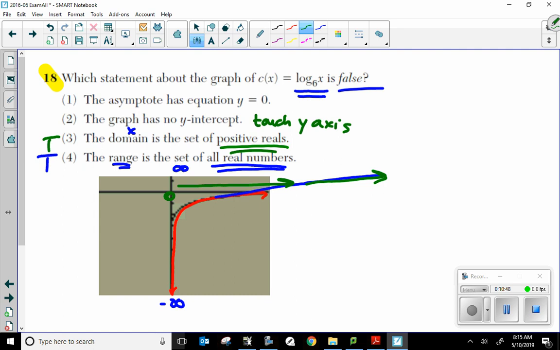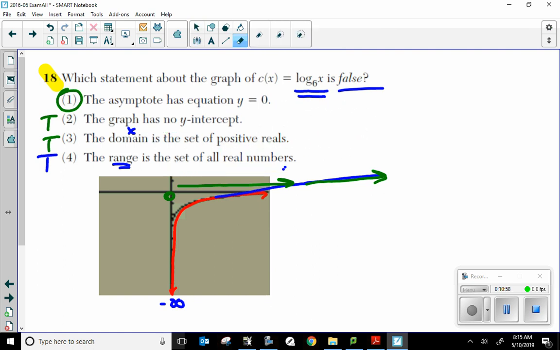No, it doesn't. So it does not have a y-intercept. That is also true. My answer is 1. The asymptote occurs at y equals 0. So what does that mean? That means it has a line that it gets really, really close to but doesn't touch. And that line's equation is y equals 0.